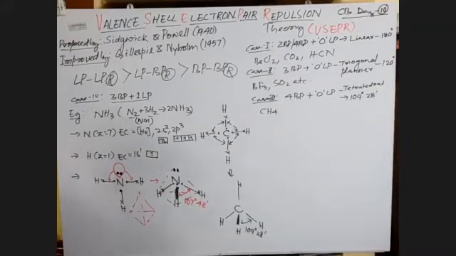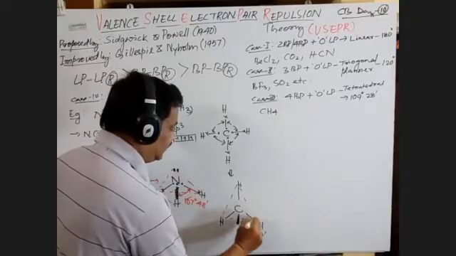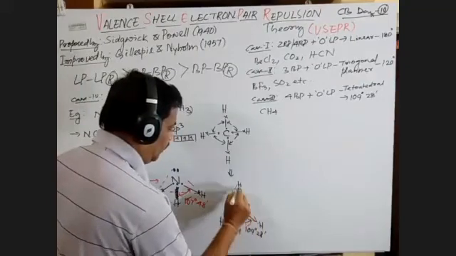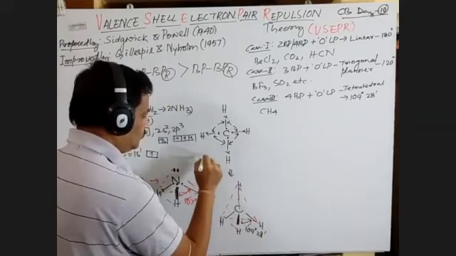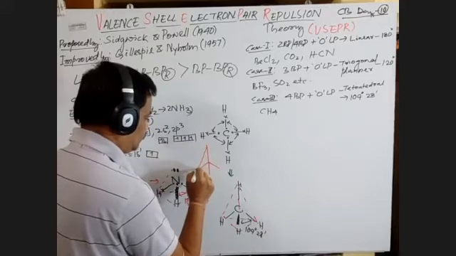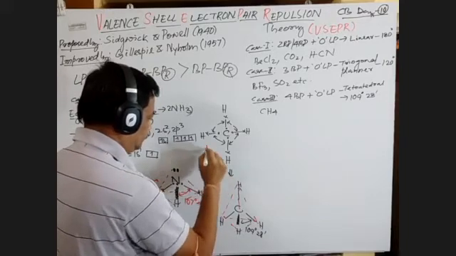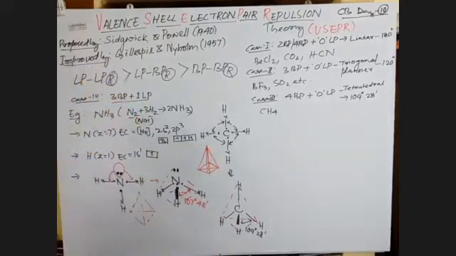This is called trigonal pyramidal. What is this shape called? The trigonal pyramidal. Whereas this shape is called tetrahedral. So like this shape, this we call a tetrahedral shape, whereas this we call trigonal pyramidal.